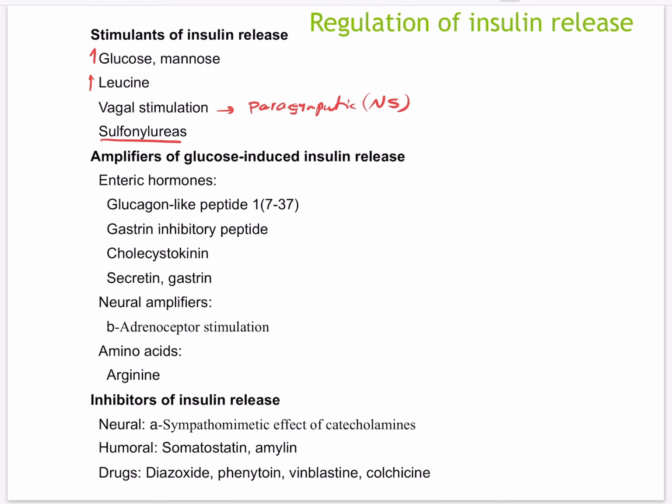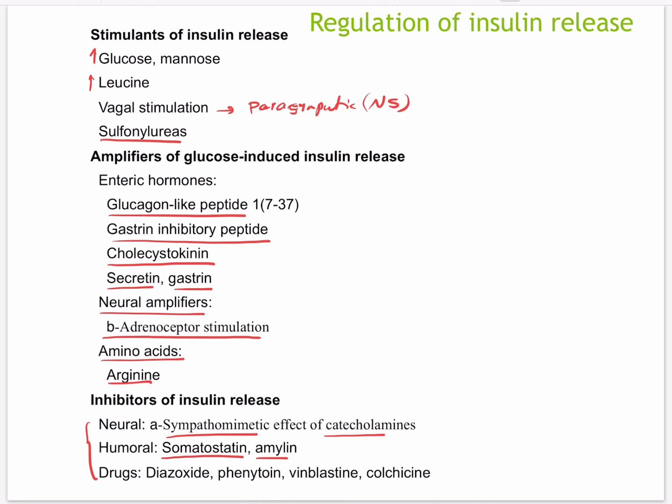And amplifiers of glucose-induced insulin release, for example enteric hormones: glucagon-like peptide, gastric inhibitory peptide GIP, cholecystokinin, secretin, and gastrin. And also we have neural amplifiers like beta-adrenoreceptor stimulation, and amino acids like arginine. Inhibitors also: we can inhibit by the nervous system like catecholamines, a sympathomimetic effect, and also hormonal, which I spoke about before, somatostatin and amylin can inhibit.